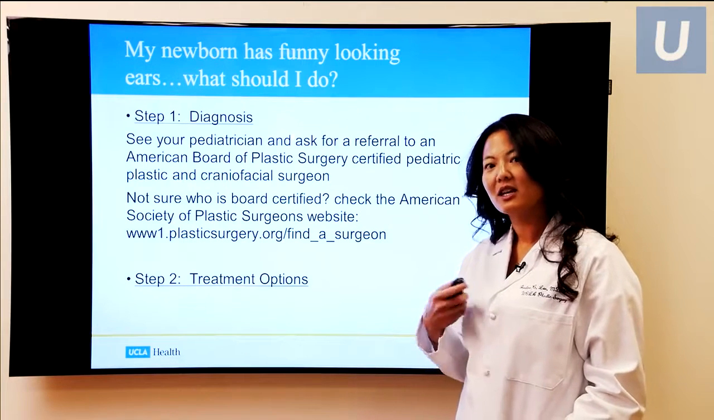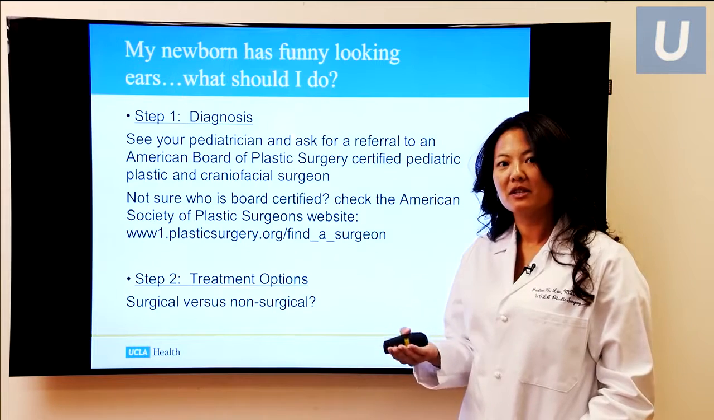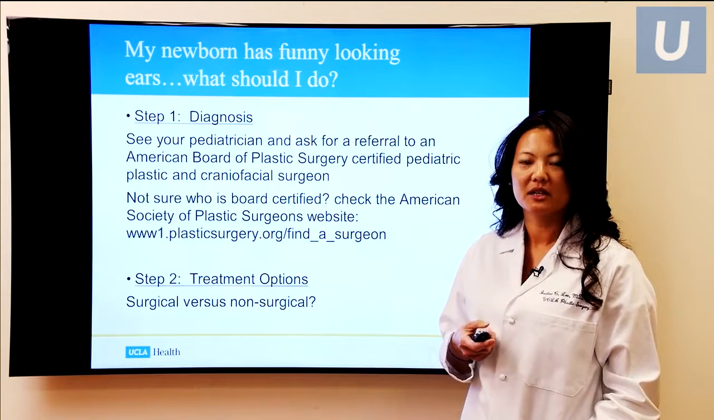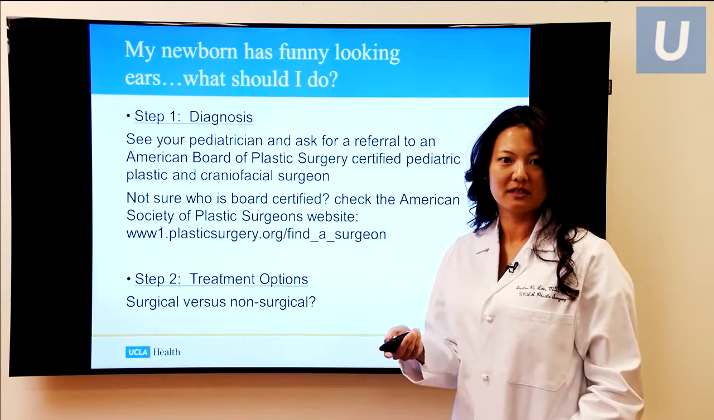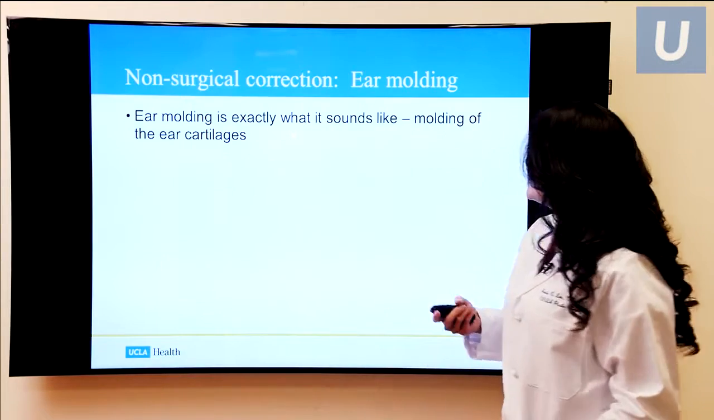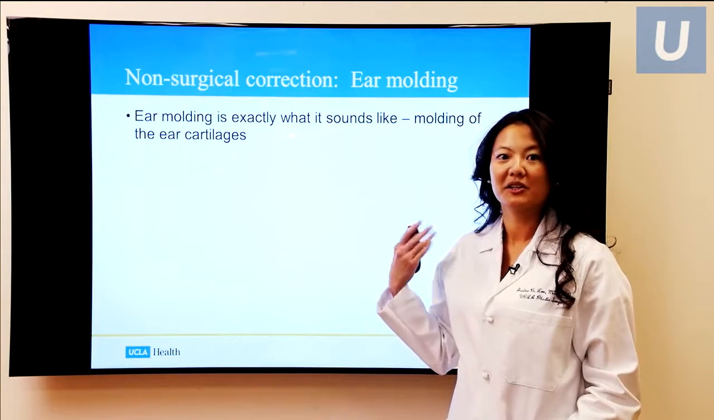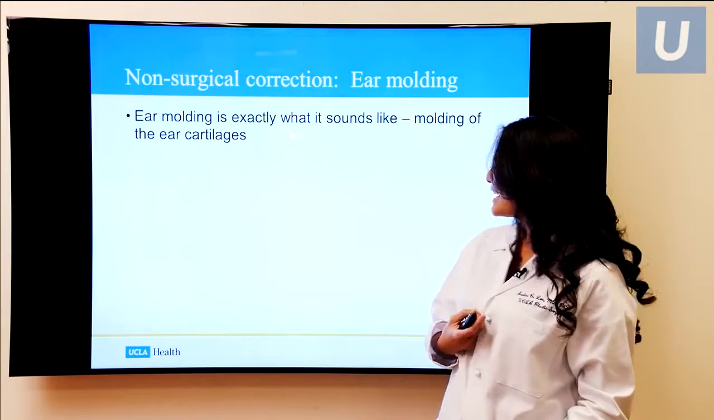The next thing is to talk to your plastic surgeon about treatment options. Are there surgical options? Are there non-surgical options? I'll start by introducing some non-surgical options that are really great options for babies. Non-surgical correction of an ear abnormality is called ear molding, and ear molding is exactly what it sounds like.